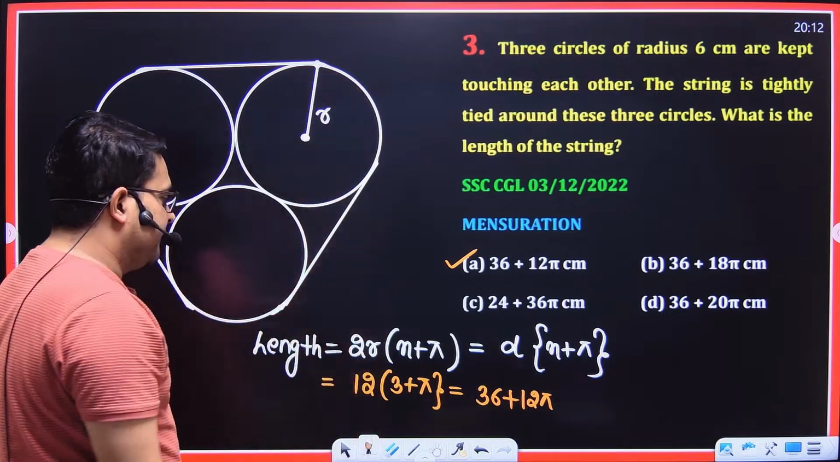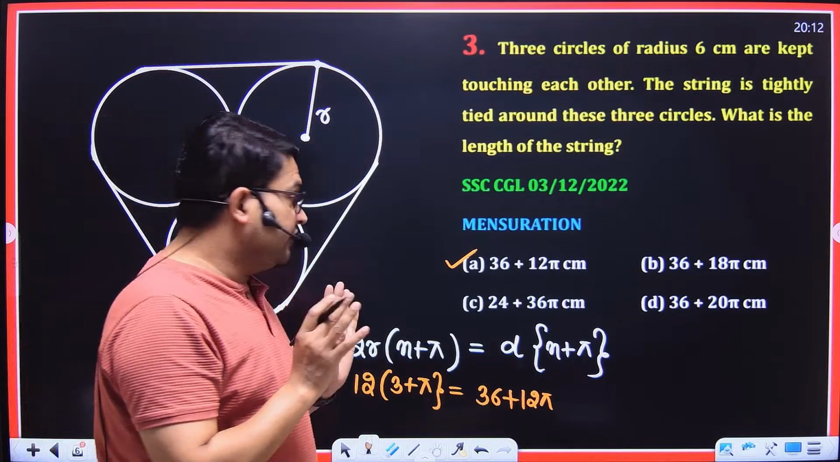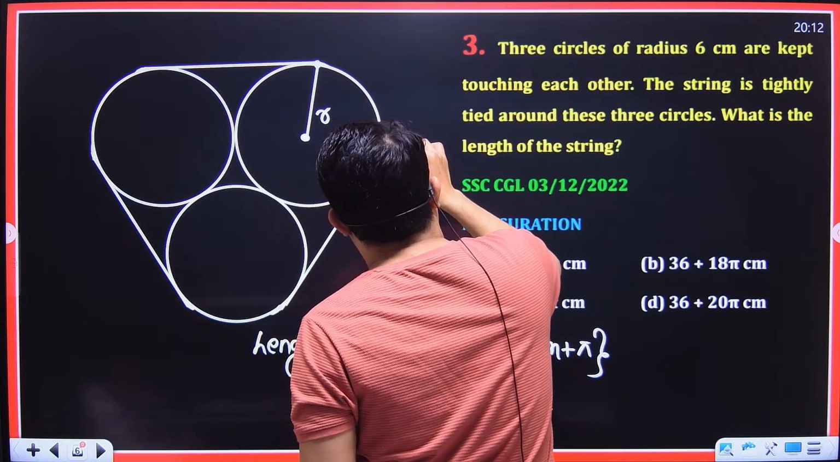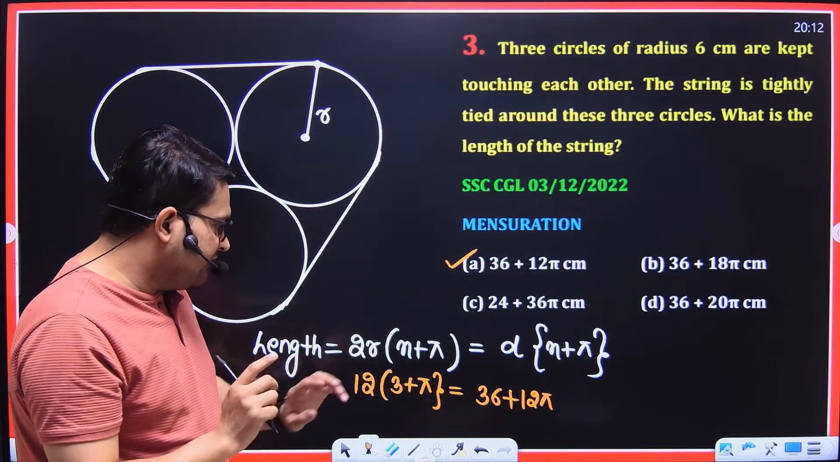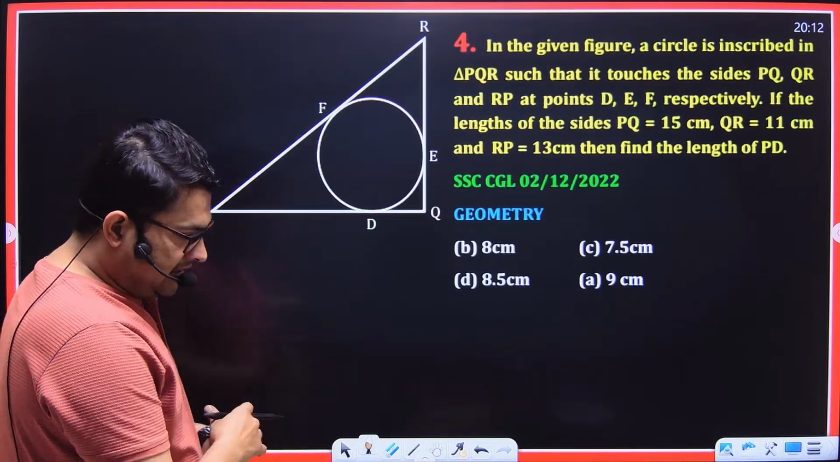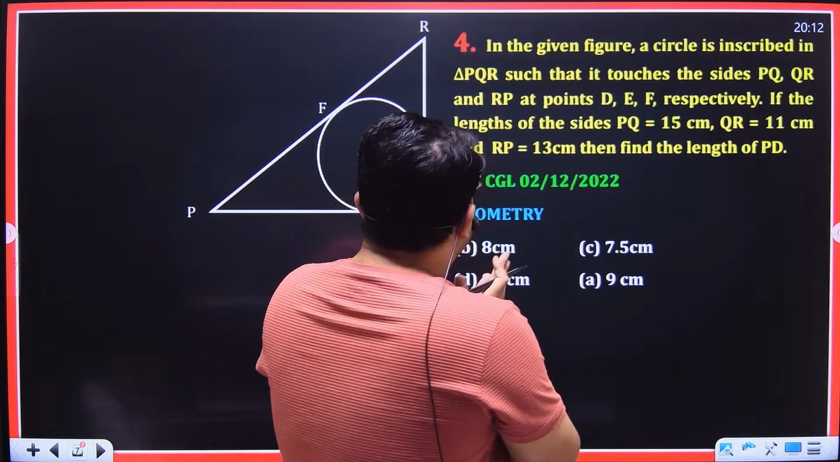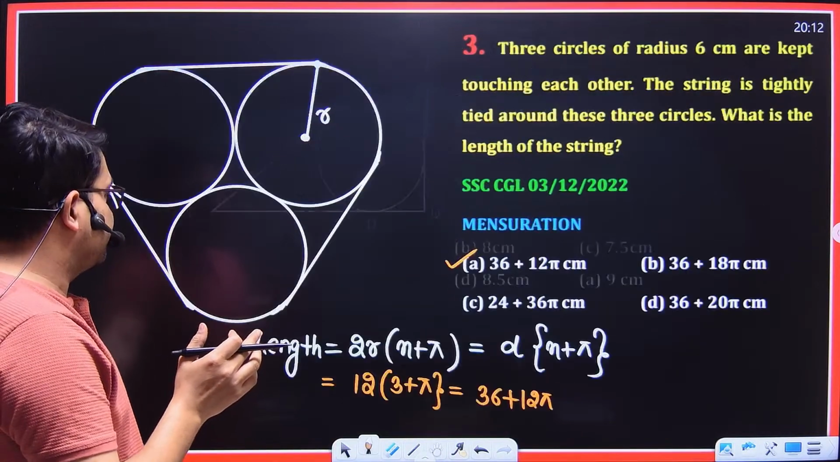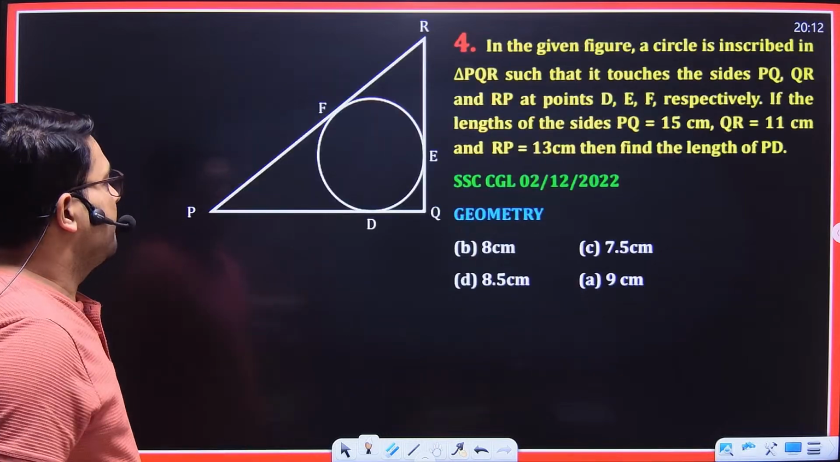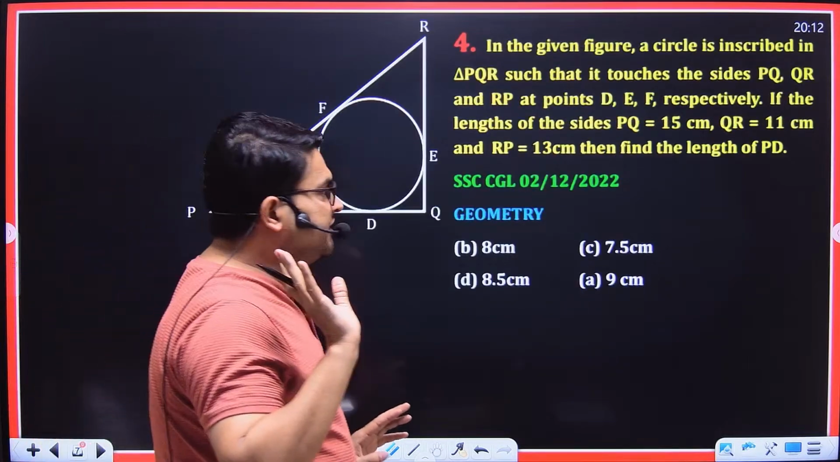2r(n plus pi). If we have five circles, then it would be 2r(n plus pi). Here n will be 5. So again, we have a question of geometry, and this question was of mensuration. We have taken at least one question from each chapter.